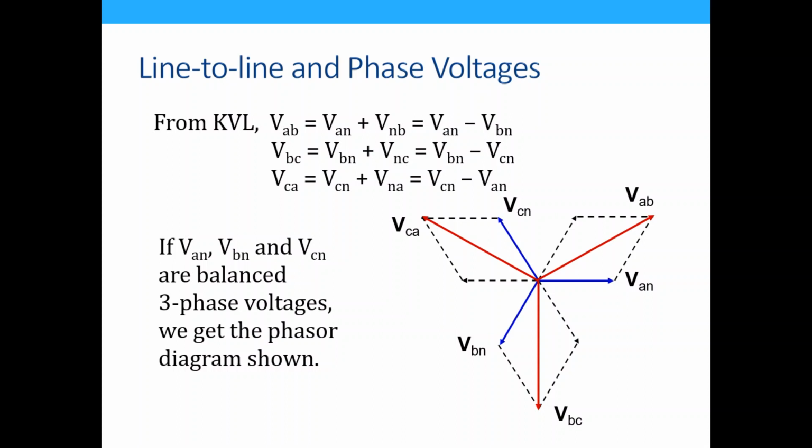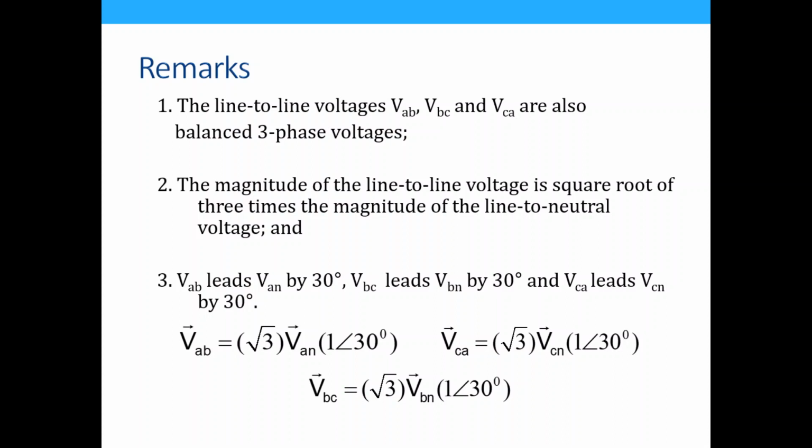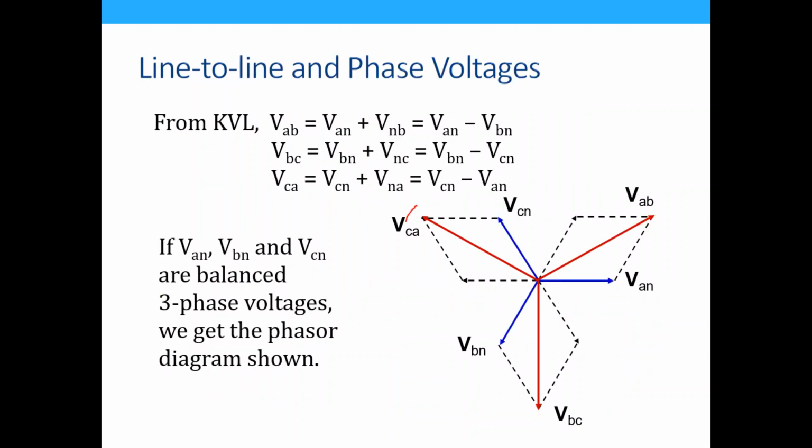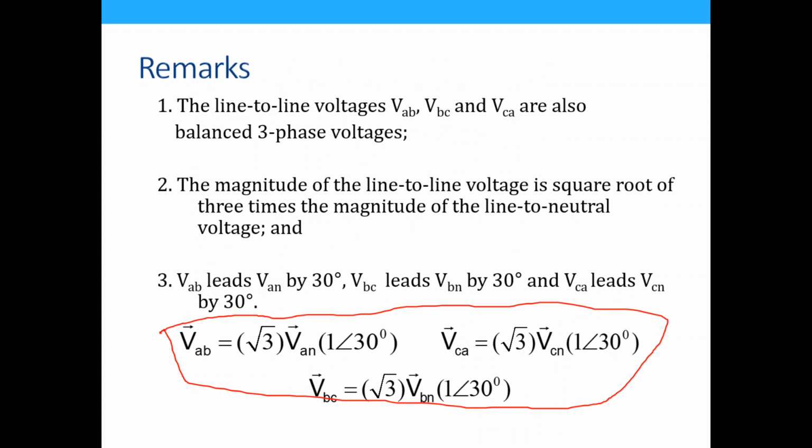Okay, and if you try to solve that, knowing that they are balanced, you'll get these relationships between them. All right, so the line-to-line voltages, as you can see in these figures, are also balanced three-phase voltages. And actually, they have a phase shift between your VA and your VAB. We don't know what value. Actually, that phase shift is 30 degrees.